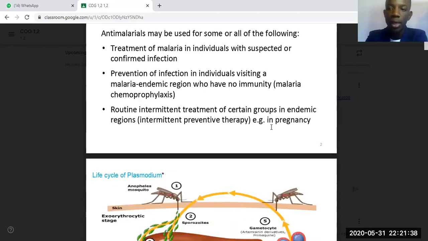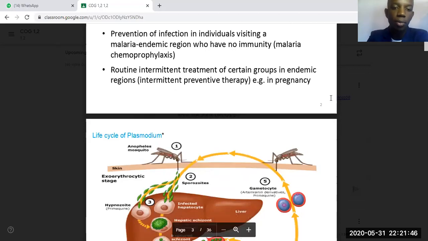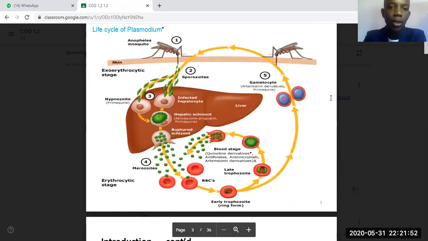Now, for us to have a better understanding of how these drugs will be working, we need to look at the life cycle of the parasite, the Plasmodium life cycle. The cycle starts with the feeding of the Anopheles mosquito. As a mosquito comes in for feeding on a human, which is the host, it carries sporozoites in its salivary glands. As it starts feeding, it deposits sporozoites into the blood circulation of a human being, and this is where the exoerythrocytic stage starts.